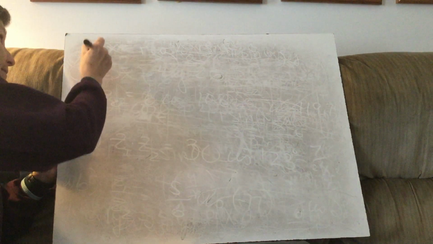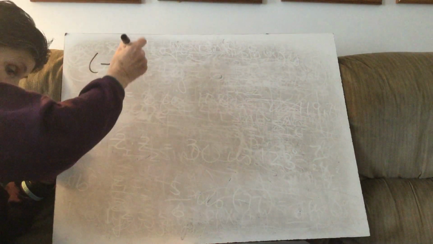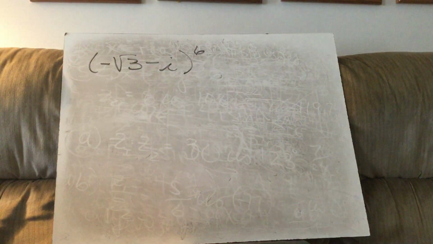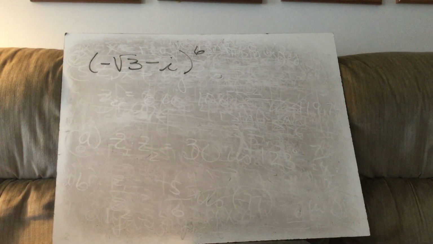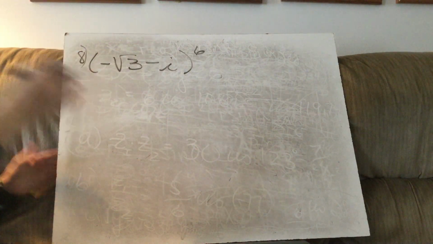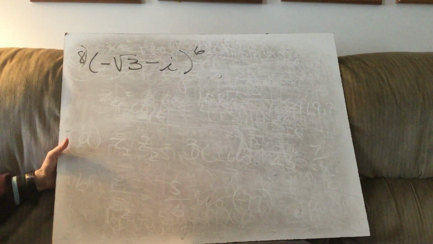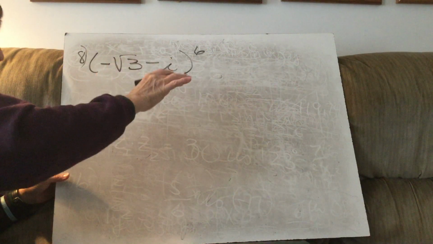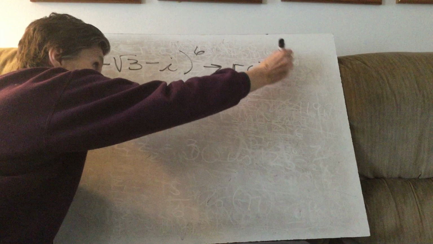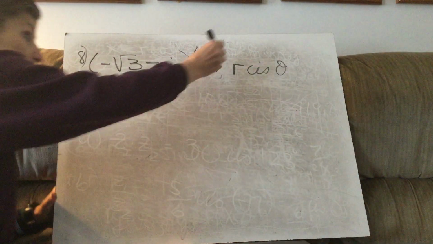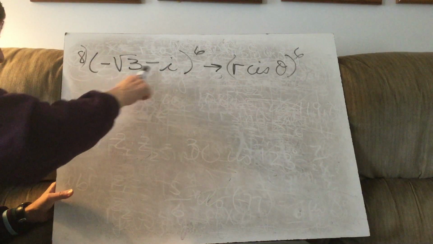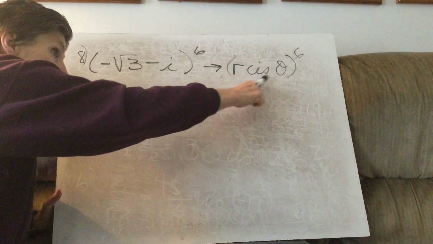Now, number 8. This one probably involves the most steps of any of the problems. But easy steps, you just have to kind of keep track of what's what. So the first thing we're going to do is convert it into our CIS theta form. Okay? So we're going to convert it. And so instead of having -√3 minus i, we're going to have r CIS theta.